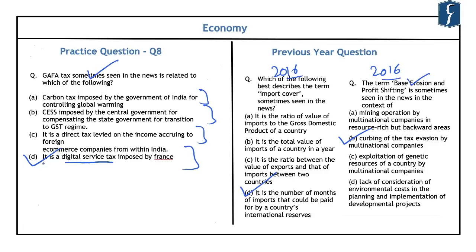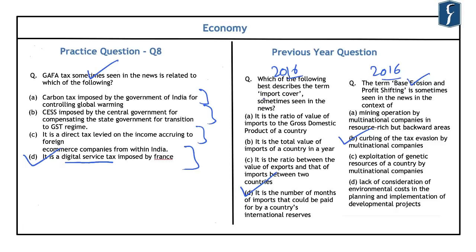Now, an equivalent of the GAFA tax which has been imposed by France is the equalization levy which has been imposed by India. So if you learn about the equalization tax, you will find that it is a tax which has been imposed on the digital transactions in the digital advertisement space.